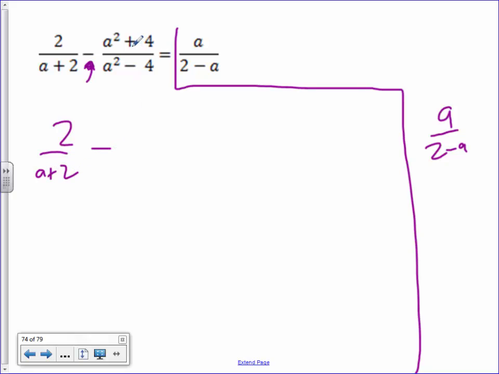Now the top of this thing is not a difference of squares because it's not a minus sign. So you actually can't do anything with the a squared plus 4. It has to be a minus sign. However, the bottom, we can. The bottom can become a plus 2 and a minus 2. So, it's a noble thought, but unfortunately nothing can be canceled yet.